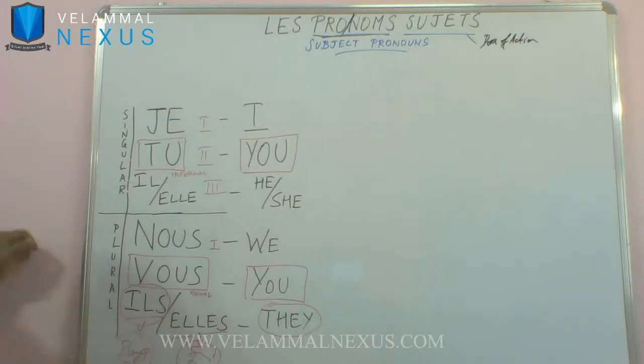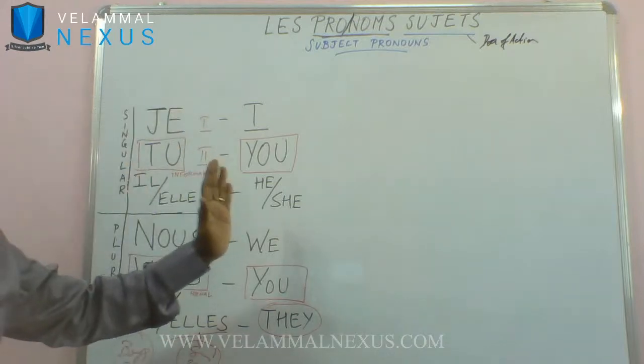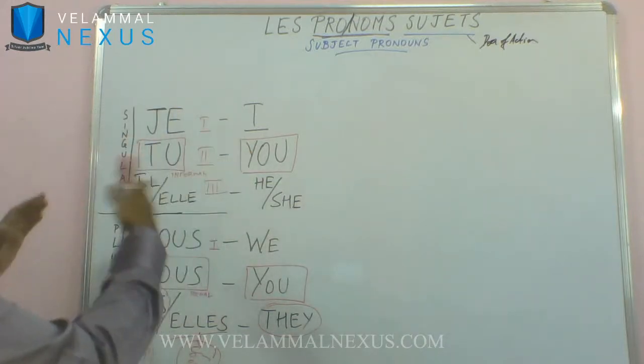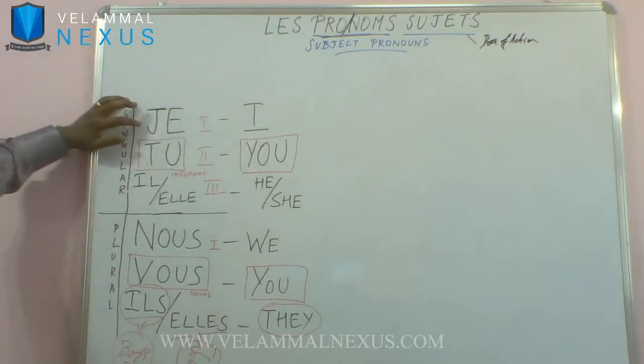Okay, you got that? So these are subject pronouns. It will be easier for you to conjugate when, in the next class, you see the conjugation. You'll get it. Okay. Now I want you to come again with the pronoms sujet along with me.